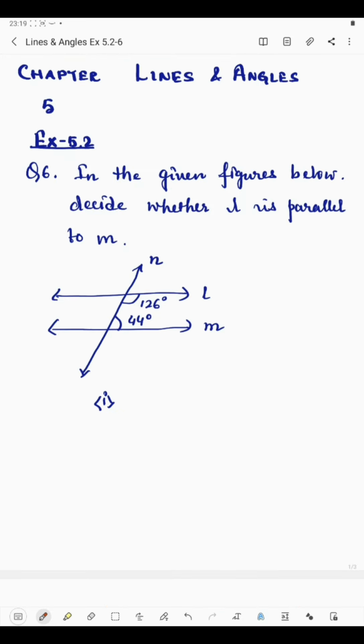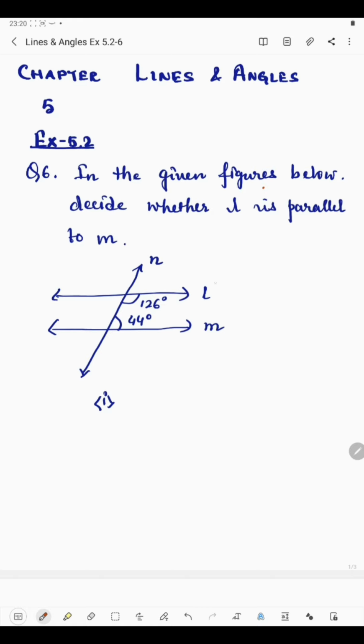Now in the next question we have, in the given figures below, decide whether L is parallel to M. So here we have two lines L and M and N is the transversal. So we will have to check whether L is parallel to M.